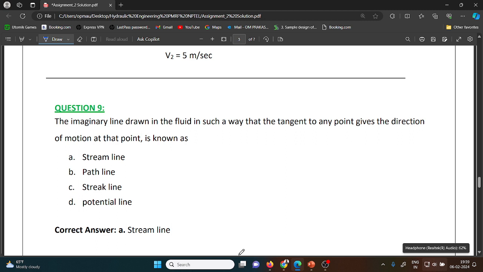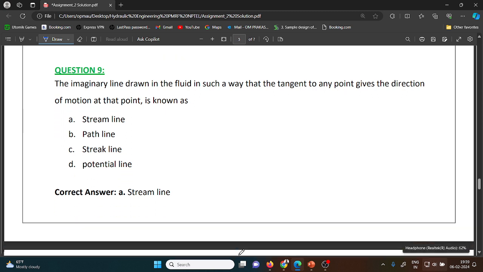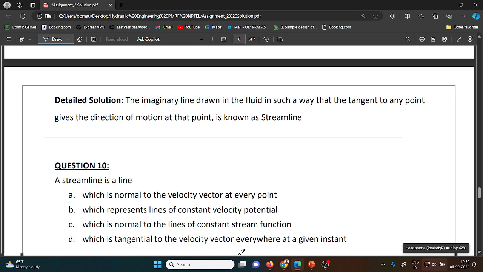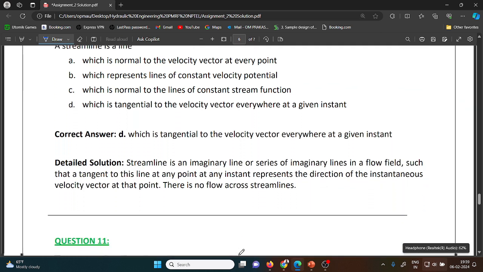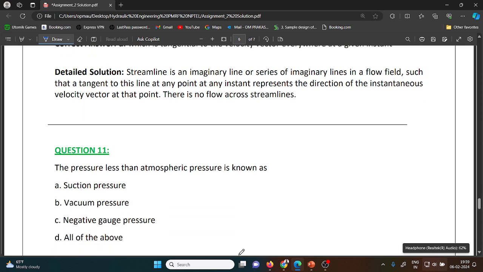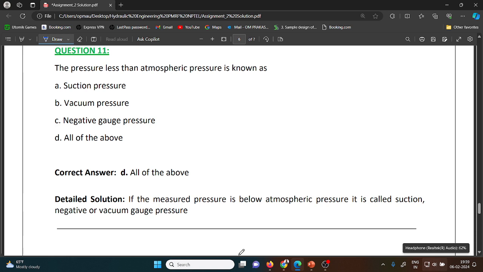Now, streamline, we have already solved this question. A streamline is the imaginary line drawn in the fluid in such a way that the tangent at any point gives the direction of velocity or motion. So we have already solved this. Pressure less than atmospheric pressure, this is also already solved: negative pressure, suction pressure, vacuum pressure, all.